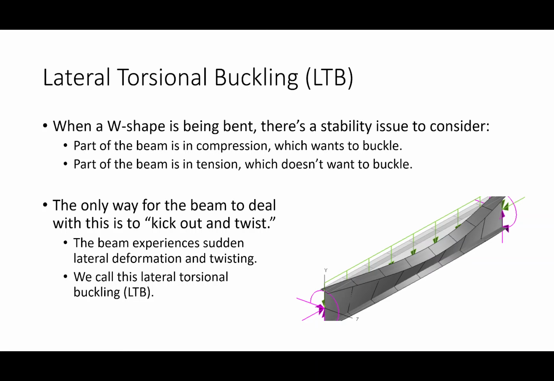And the only way that a beam can resolve that physics problem is it does this thing where the beam kicks out and it twists. We call that lateral torsional buckling, and it experiences this sudden lateral deflection and this twisting effect.